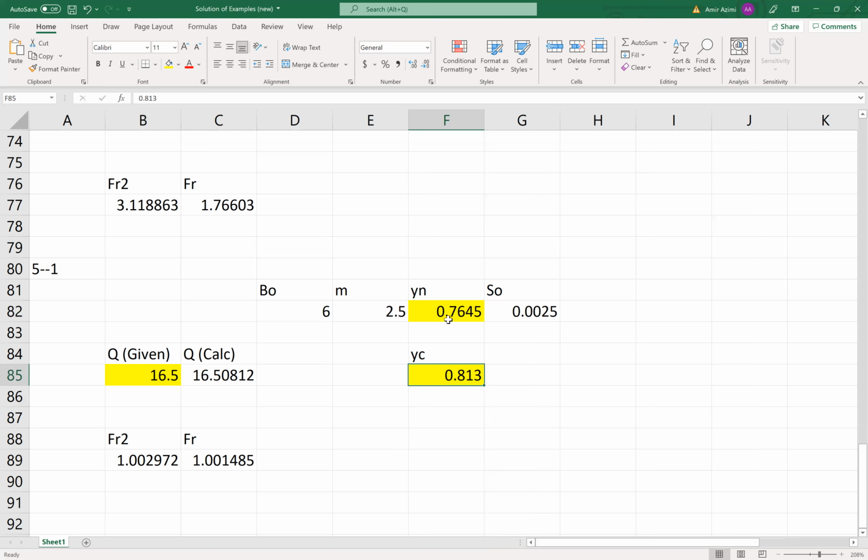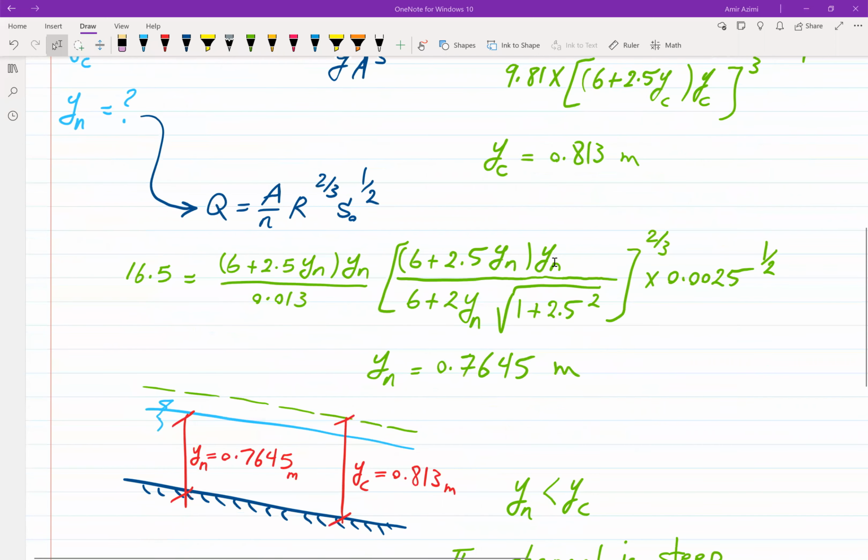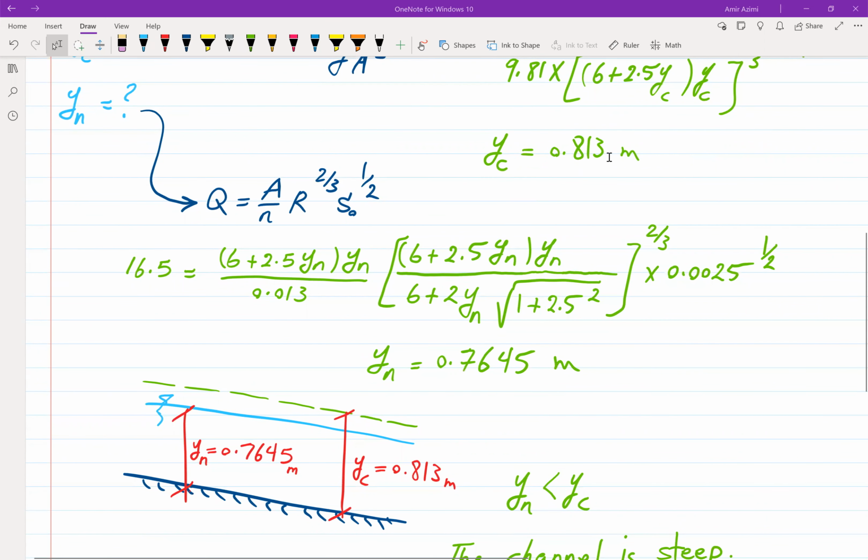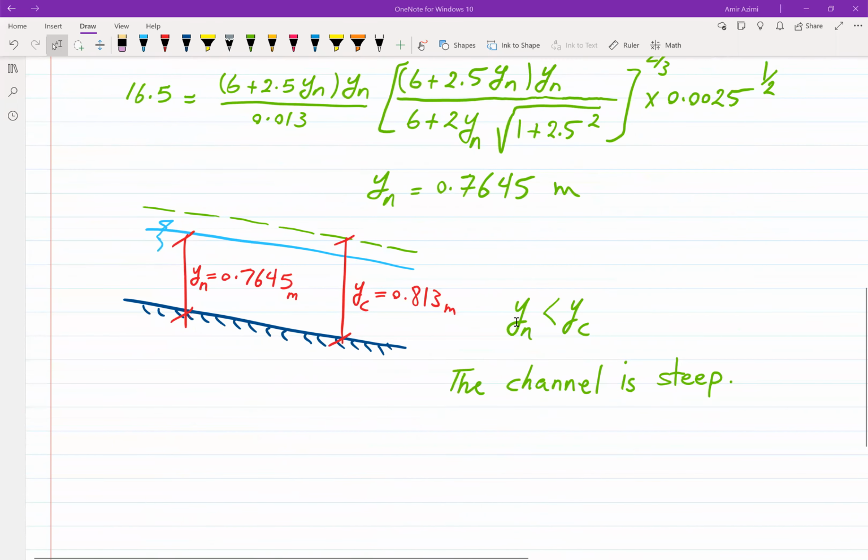What else I can do is put the value of Yn to see what Froude number I will get. So 0.7645 gives me a Froude number slightly more than 1. So it shows that the flow is supercritical. Okay, so we get Yc 0.813, Yn 0.7645. So Yn is less than Yc, and the channel is steep.